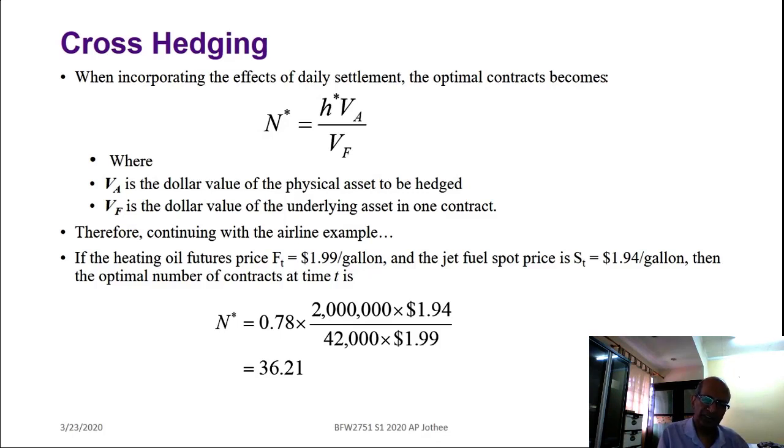Earlier you got 37 contracts, now you are getting 36 contracts. There's just a very small difference there, but still it makes sense. Here, what you need to do is to buy 36 contracts of the heating oil futures to cover your 2 million gallons of jet fuel hedge. That's the meaning.